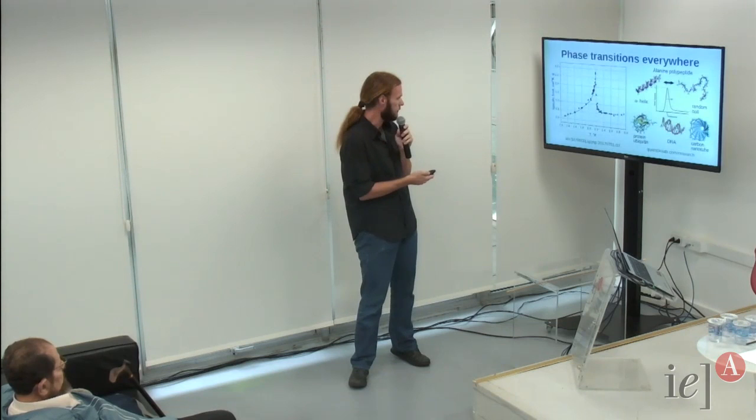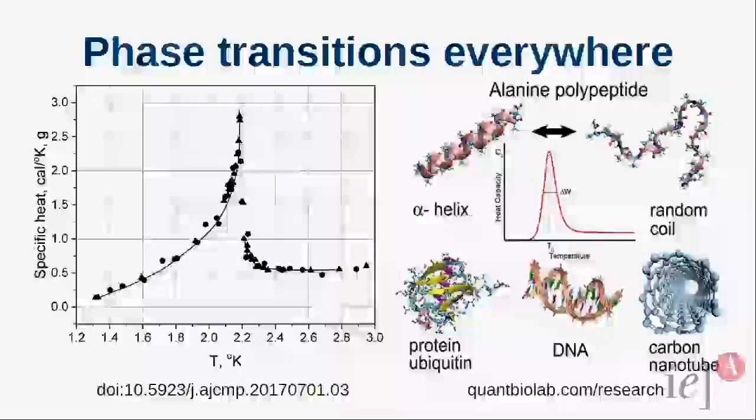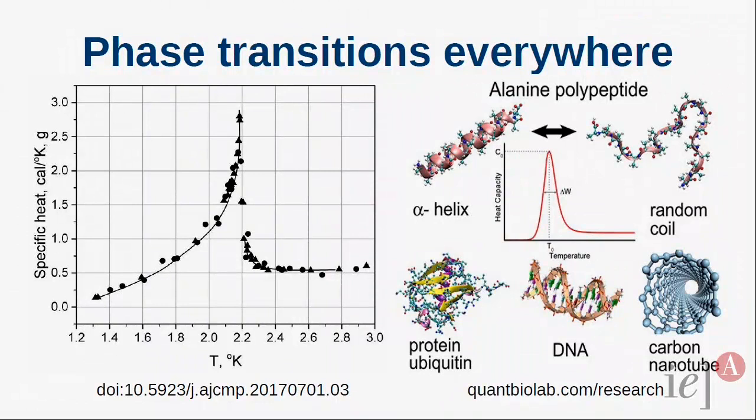When I was preparing this presentation, I was really amazed that phase transitions do not happen only in classical physical systems, like in liquid helium. This is the very well known heat capacity profile for liquid helium. This is a lambda peak.